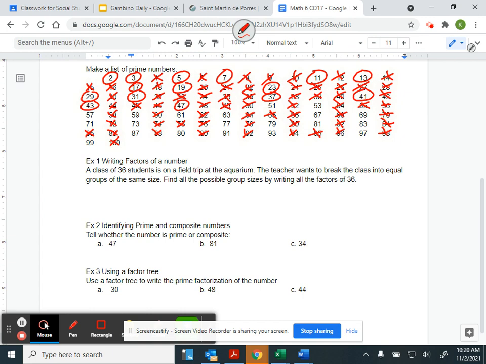51. 3 can go into 51. 3 times 17. 53 is prime. 57, 3 can go into it. 3 times 19. 59 is prime. 61 is prime. 63, 9 times 7. 67 is prime. 69 can be 3 times 23. 71 is prime. 73 is prime. 77 is 7 times 11. 79 is prime. 81 is 9 times 9. 83 is prime.